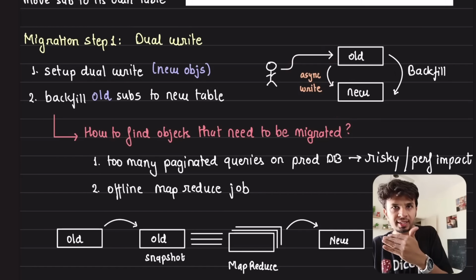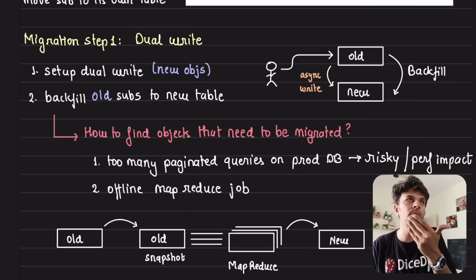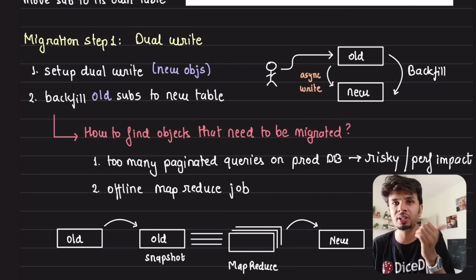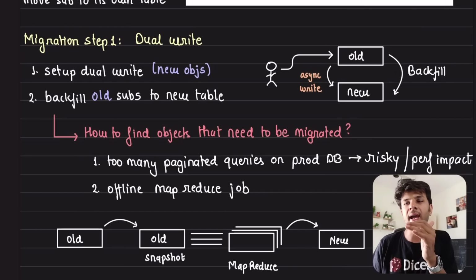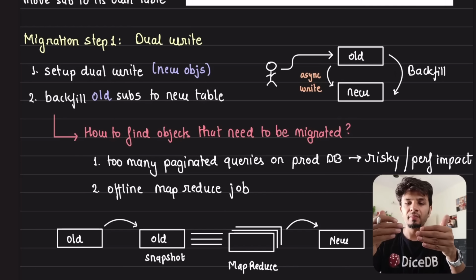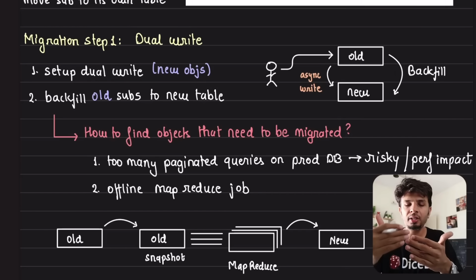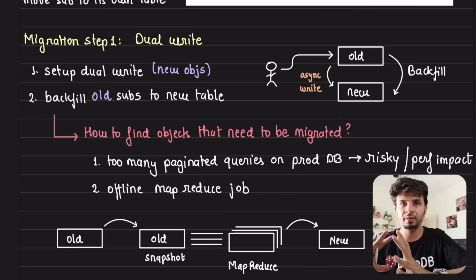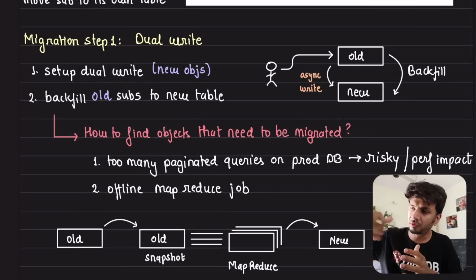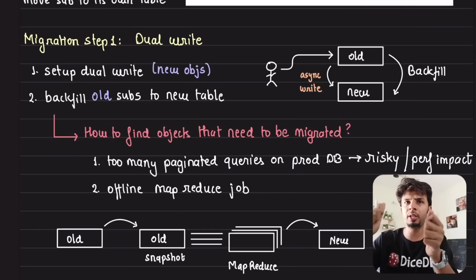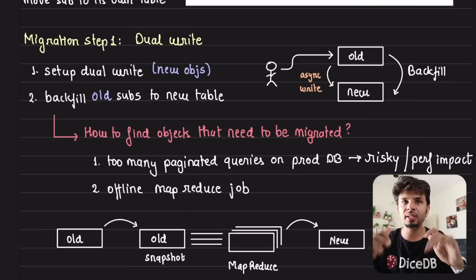So all the newer changes started going to the new collection, and this way Stripe made sure that the newer changes are available for reads, and they have a backfill job that pulls in old data and moves it to new. Easy to say, what's the risk?